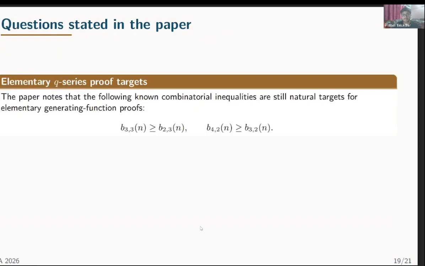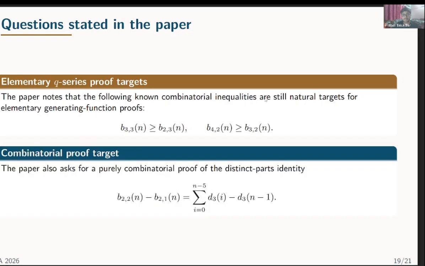Now, there are also a few questions stated in the paper. I will mention them briefly. The first inequalities, b33 of n is at least b23 of n, and b42 of n is at least b32 of n, are known combinatorially and remain natural targets for elementary q-series proofs. The second, the distinct parts identity produced by the second proof, still invites a purely combinatorial proof.